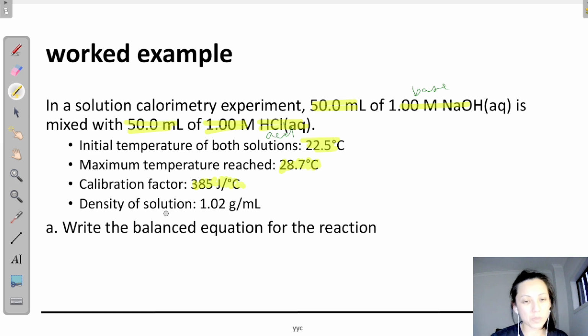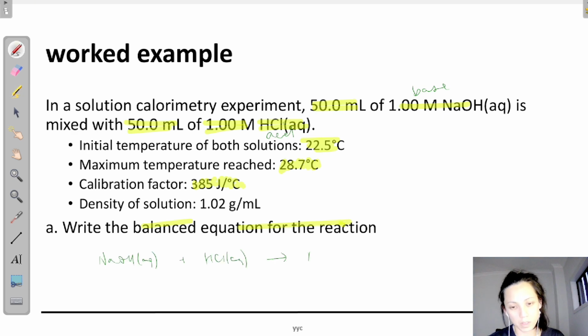So the first thing is, let's write a balanced equation for the reaction, making sure that you've got the states here. Now in a neutralization reaction like this, you get a salt and you also get water. So I'm happy that it's a 1-to-1. So everything is a 1-to-1 ratio, which is great.